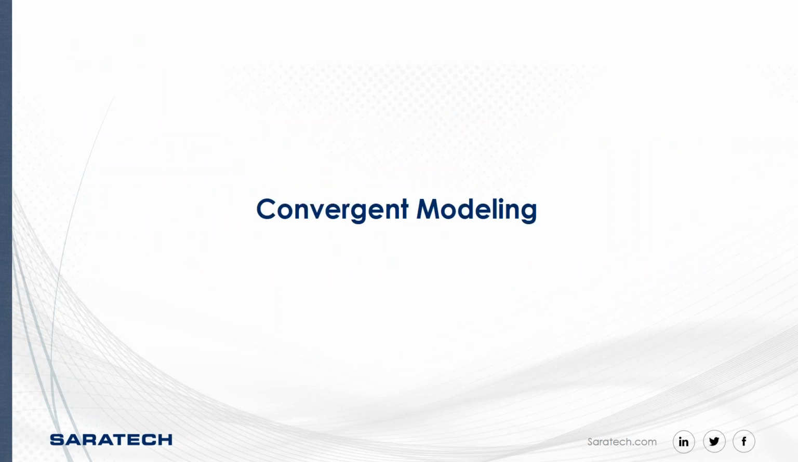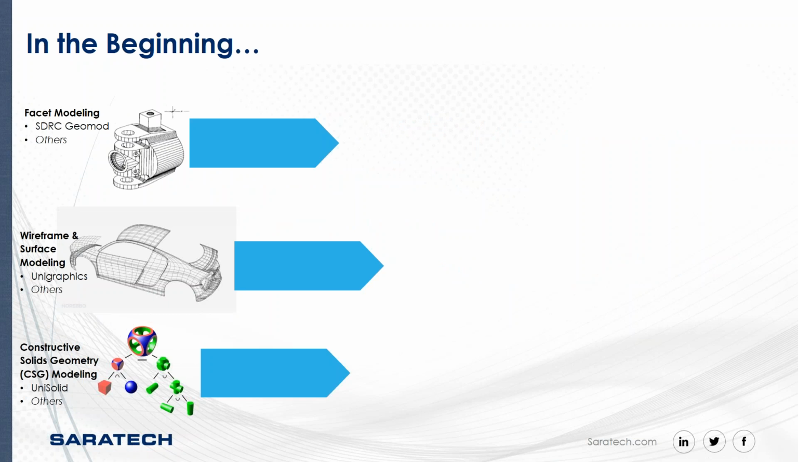So, convergent modeling. In the beginning, or dawn of time, we had three main types of modeling. That included facet modeling, which essentially is point data or cloud data that is assembled in triangles. These triangles that are two-dimensional are then arranged in a fashion to form a solid or some solid feature. We also have wireframe and surface modeling, Unigraphics and others, and constructive solid geometry modeling, Unisolid, amongst others.